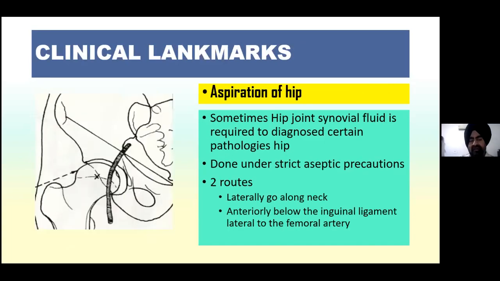Then aspiration of the hip, how the hip joint is aspirated. Sometimes hip joint synovial fluid is required to diagnose certain pathologies of the hip. It is done under strict aseptic precautions. There are two routes: laterally, going along the neck, and anteriorly, below the inguinal ligament and lateral to the femoral artery. So the head of the femur is anteriorly in direct relation to the femoral artery. We have to always keep this in mind while operating on the hip or while doing aspiration. Lateral to the femoral artery are the femoral vein and the nerve.